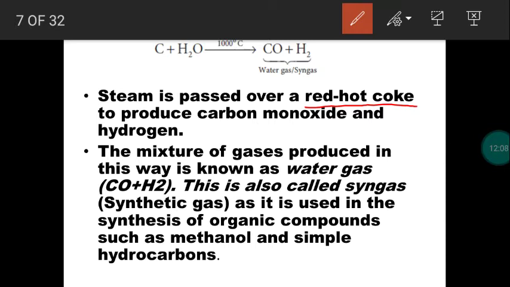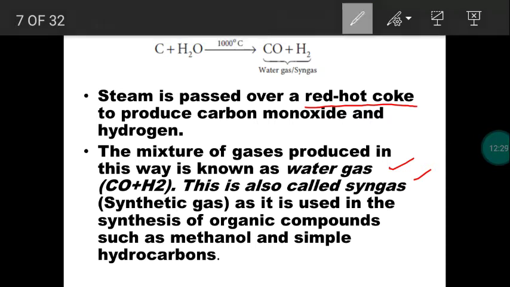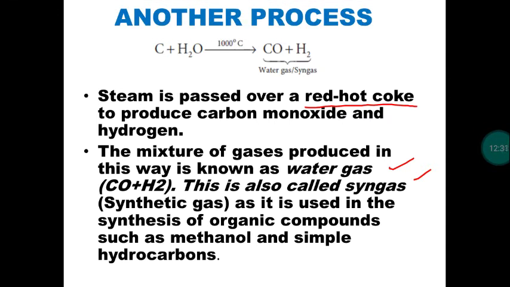Water gas or synthetic gas or syngas, because this is used for synthesizing many organic substances like methanol, right? So for preparing many organic substances, this synthetic gas is useful. So steam is passed over methane or coke to produce water gas. Then how to separate carbon monoxide from the hydrogen, because we are going to use hydrogen for a particular purpose.